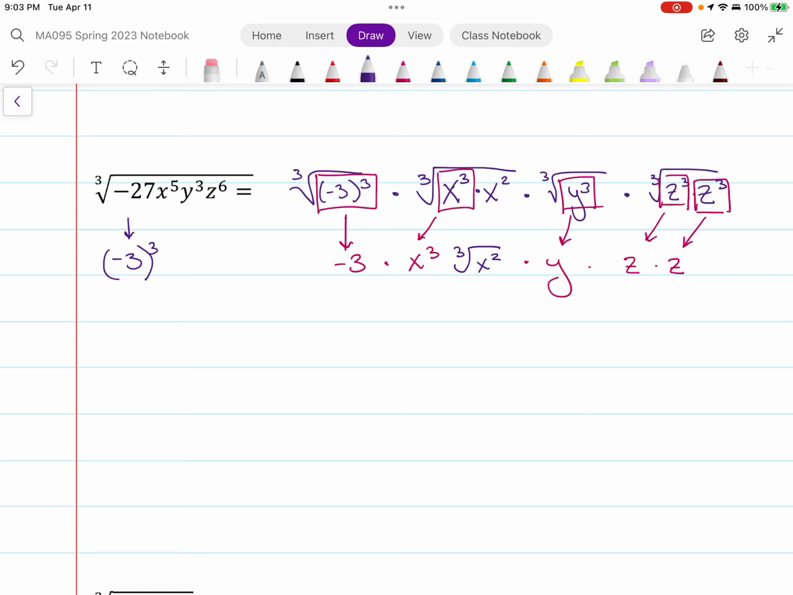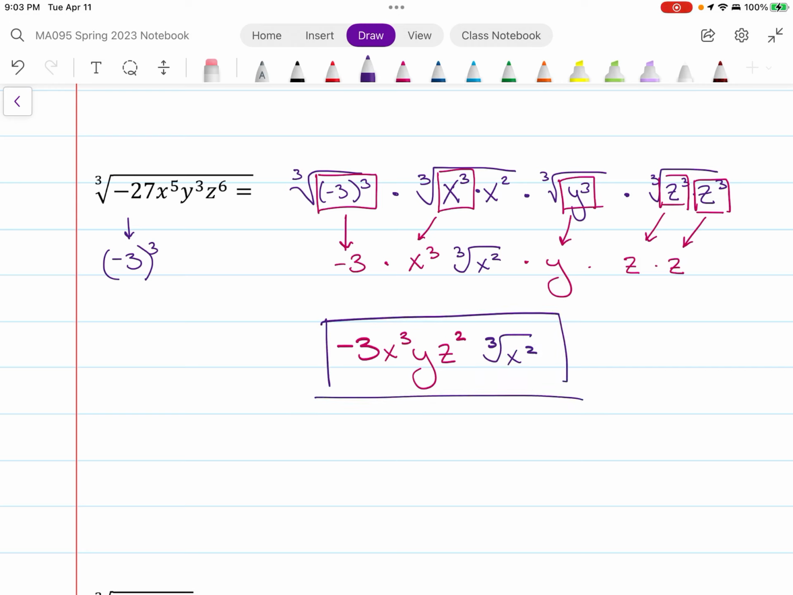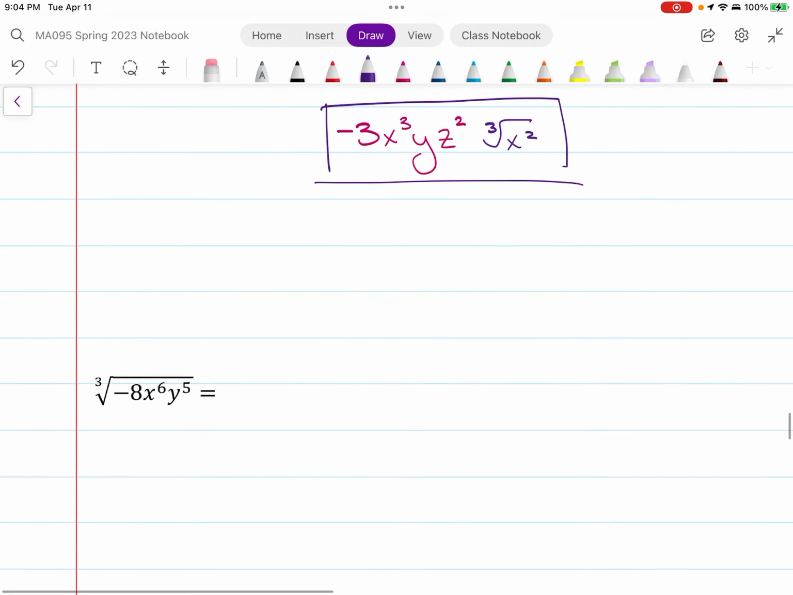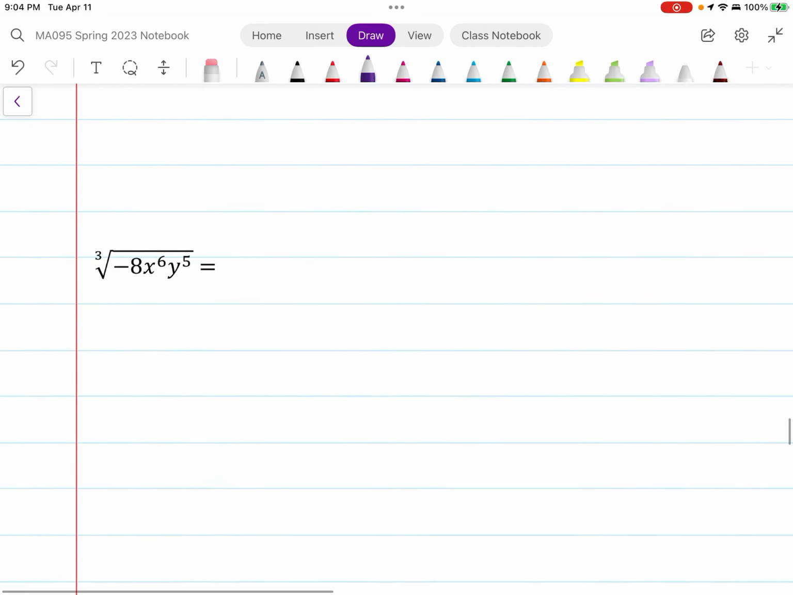So go collect all the pink ones. So we've got negative 3, x cubed, y, z, and there's two z's, so z squared. And then I've got cube root of x squared. All right, one more. Give this one a try.